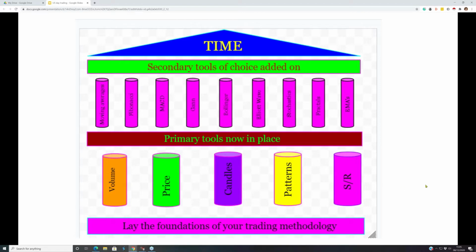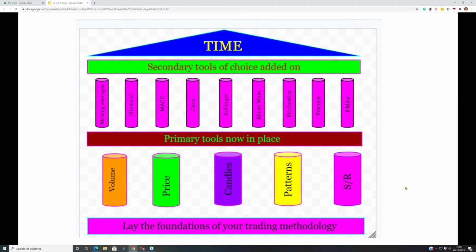This little slide is from a presentation we did some time ago where we tried to break it down and explain what we mean by VPA. Really it's the foundation of your analysis of a chart based on these five core principles. On top of that, to give structure to the chart, we then use indicators, technical tools, call them what you will.